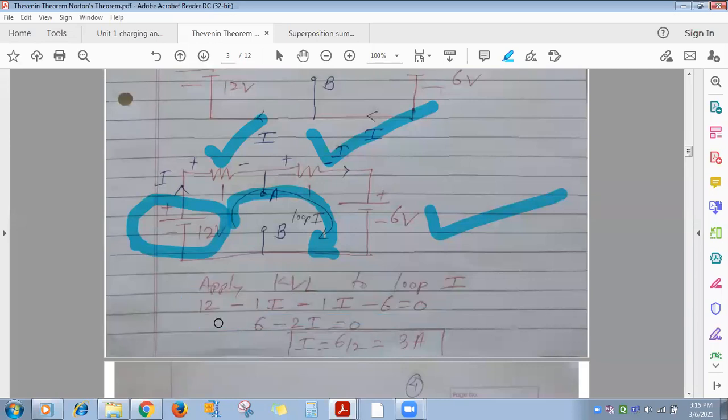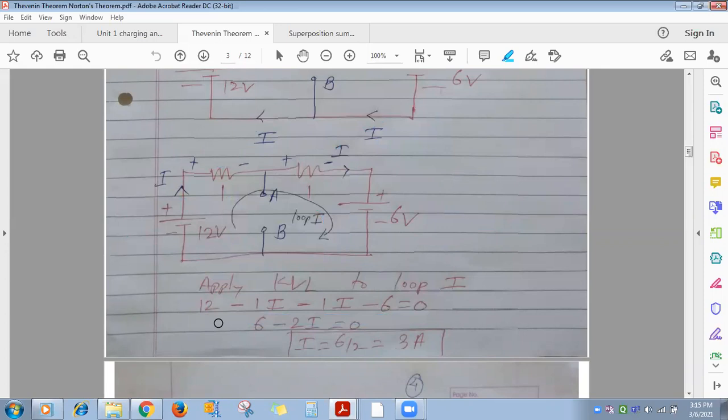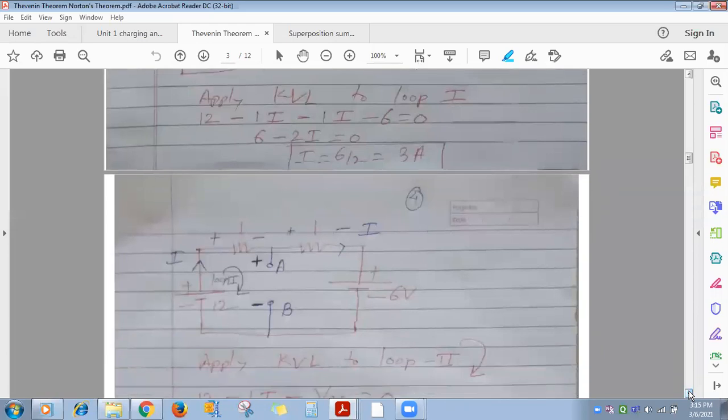Its algebraic sum is 0. Got the KVL equation? Simplify it and find out the value of current. 3 ampere. Okay, got it, everyone? Yes, 3 ampere. Okay, now we got the current value. Now what do you have to find out? VTH, VAB. VAB, VTH, correct.